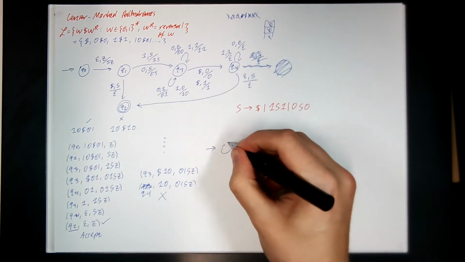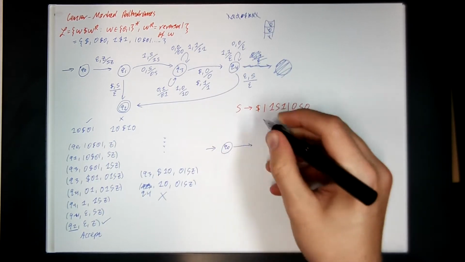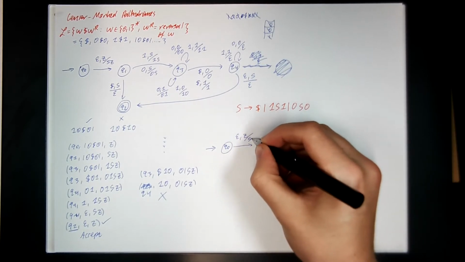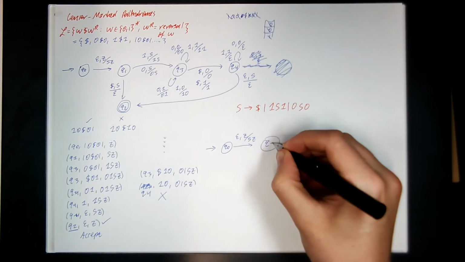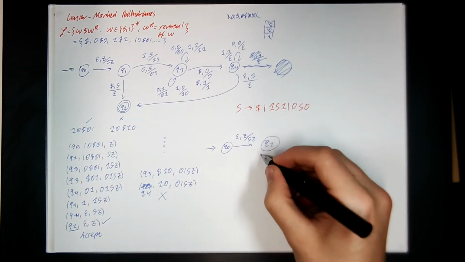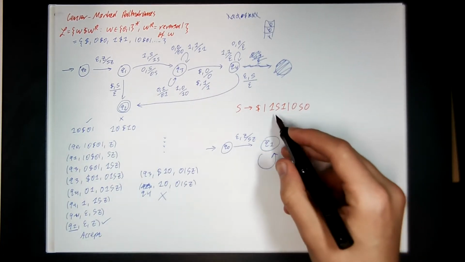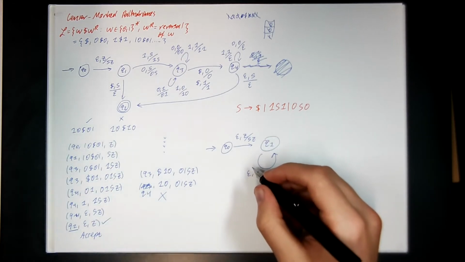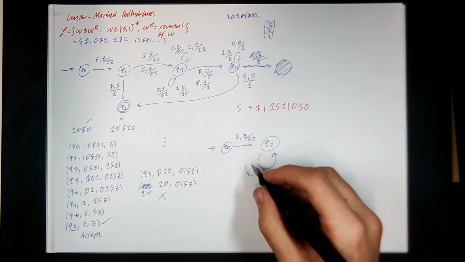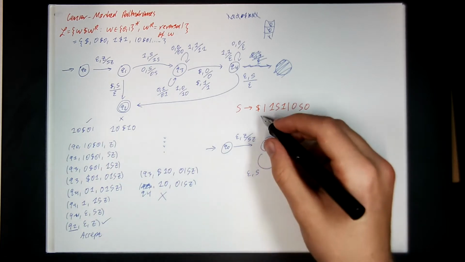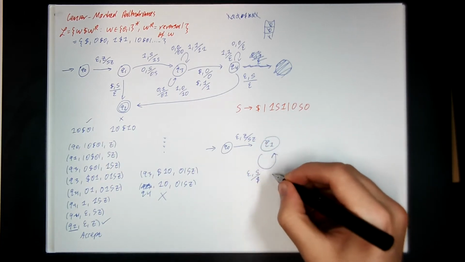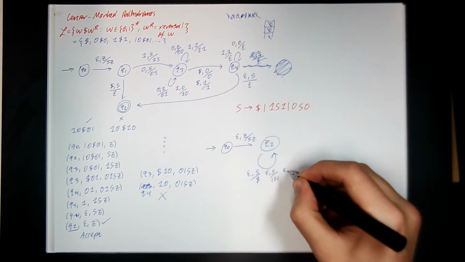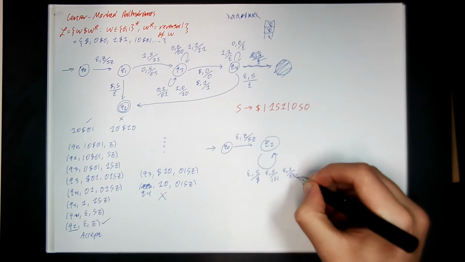So initialize, reading no input, reading the end of stack symbol, push SZ to go to Q1, and Q1 is the powerhouse, it's the only state that does all the work. So read no input, read S, so this is stage 2, which is expanding non-terminals. I can replace it with a dollar, or I can replace it with 1S1, or I could replace it with 0S0.